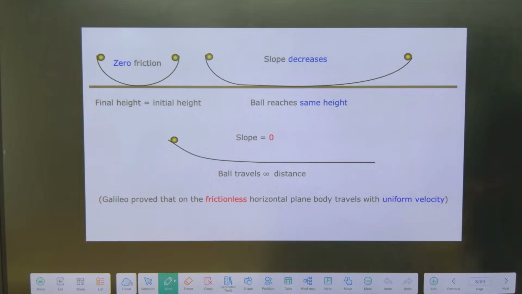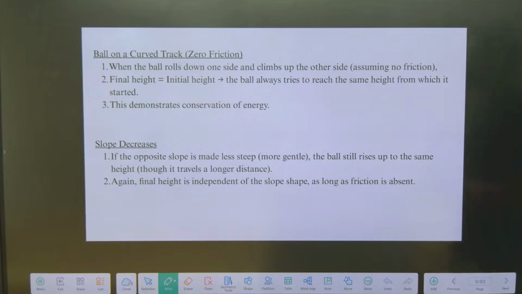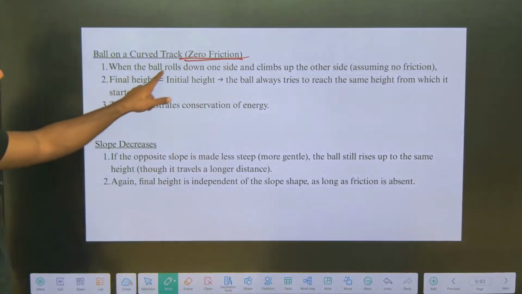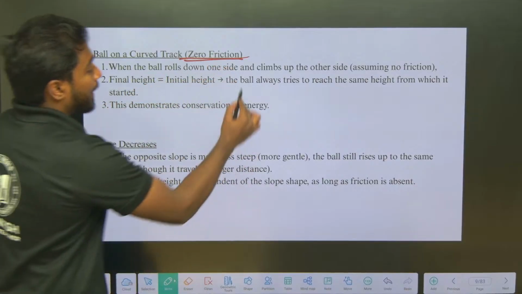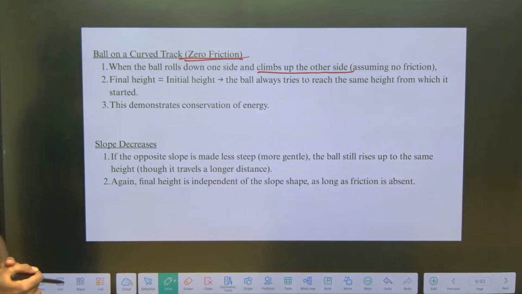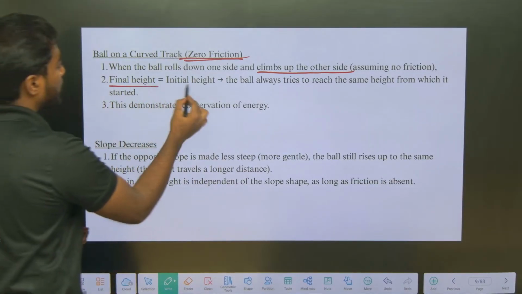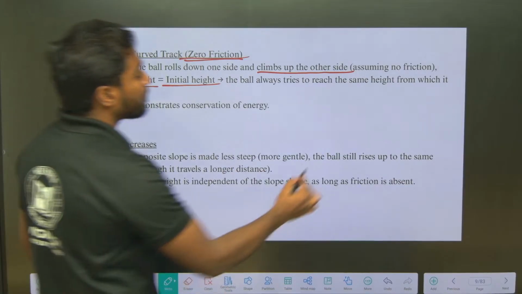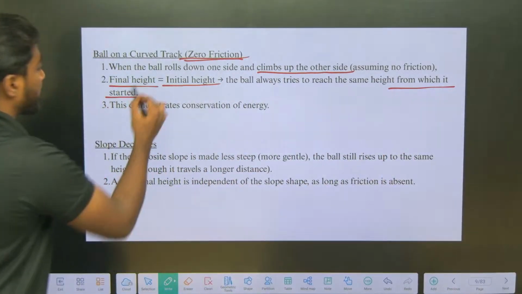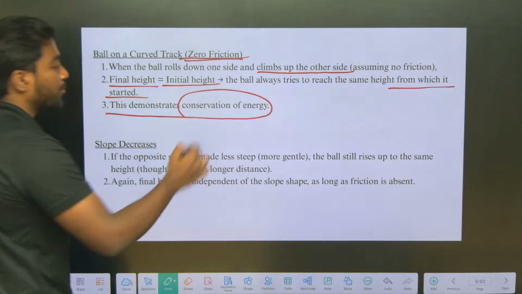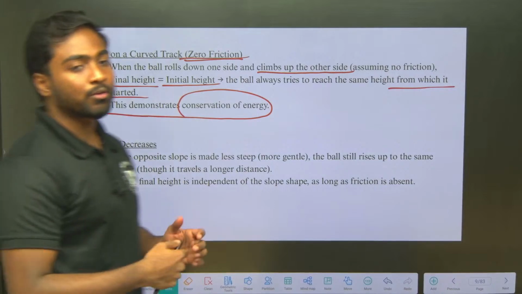This is Galileo's experiment. Let's see here, a ball on a curved track, so zero friction is there. When the ball rolls down one side and climbs up the other side, assuming there is no friction, the final height will be equal to the initial height. The ball always tries to reach the same height from which it started. So this demonstrates conservation of energy. Energy has been conserved, right? There is no loss of energy.